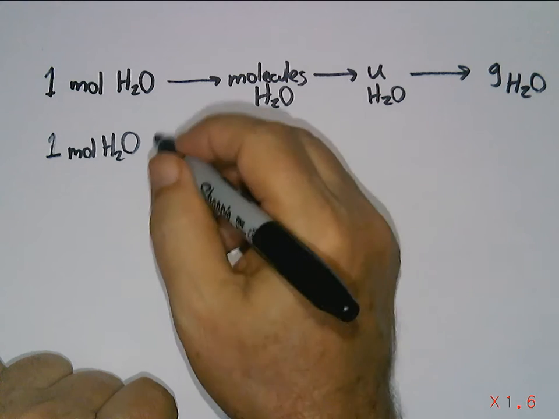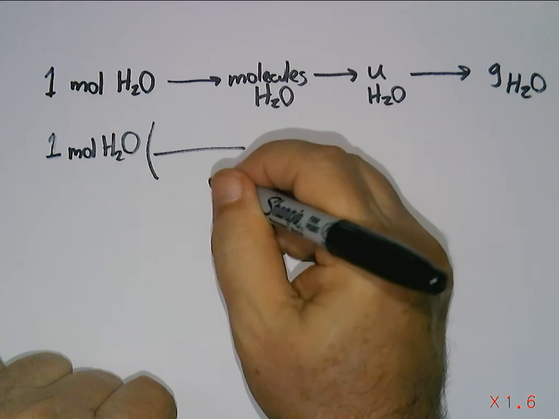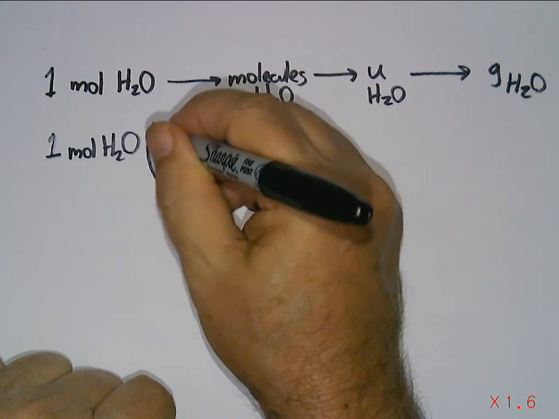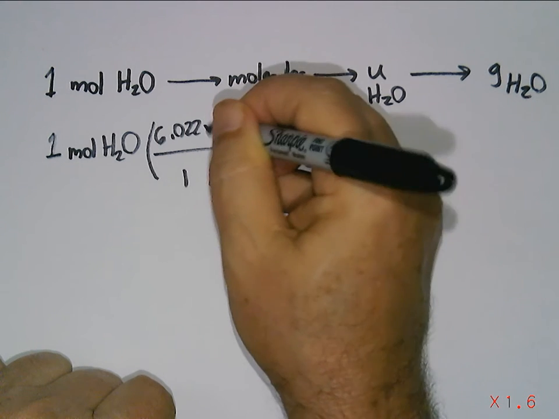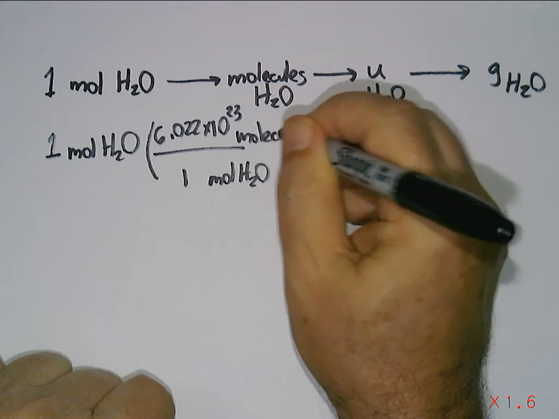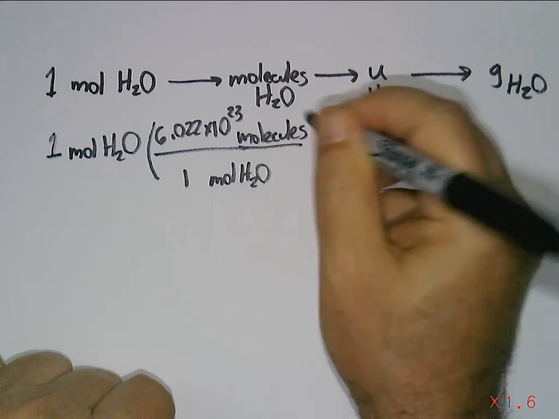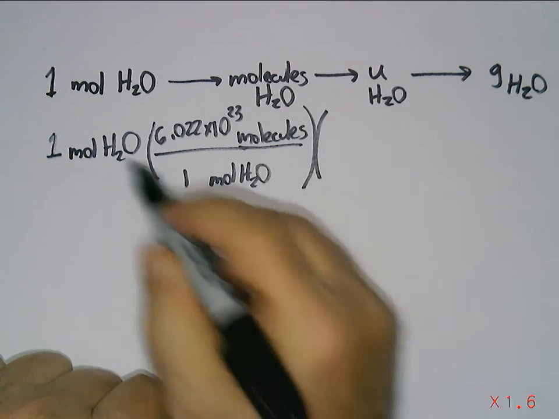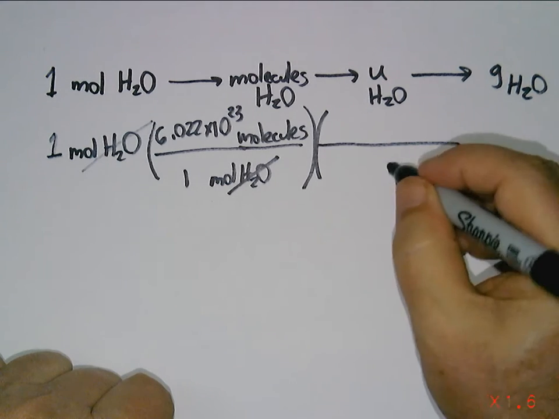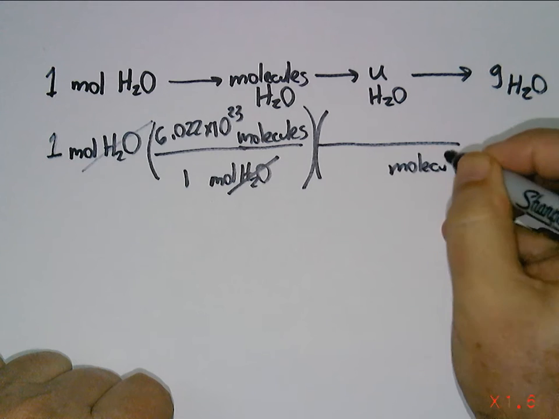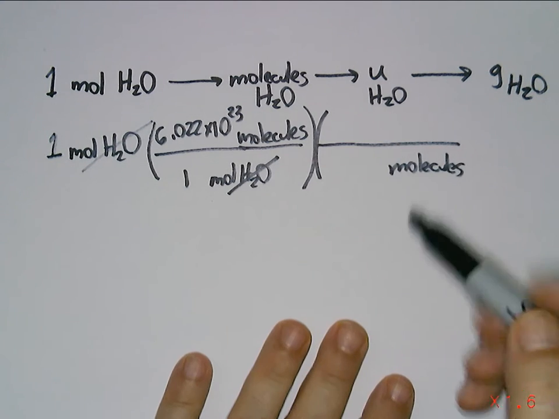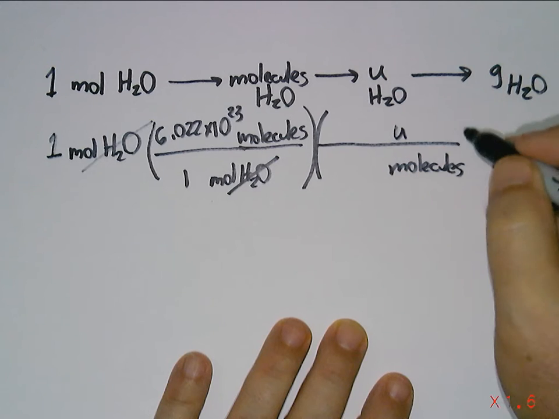Going from moles to molecules, I'm going to have to put the moles on the bottom. And there are 6.022 times 10 to the 23rd molecules of water on the top. Now that cancels that out. I've got molecules that I want to get rid of, so I know they have to go down here. And what do I know about molecules in U? Because that's what's going to go here. U is going to be on top.